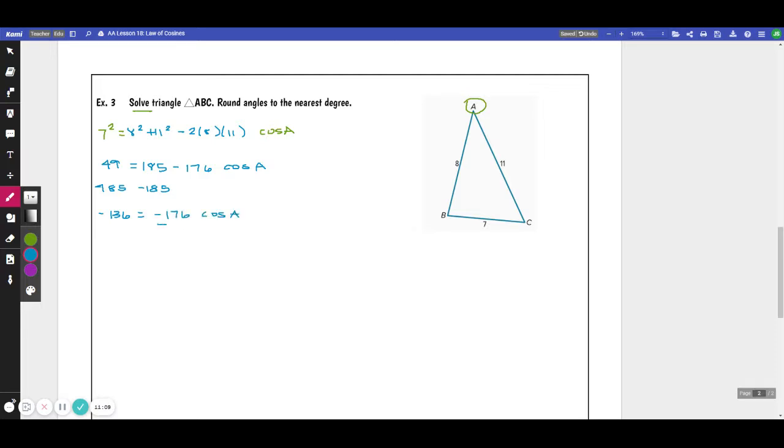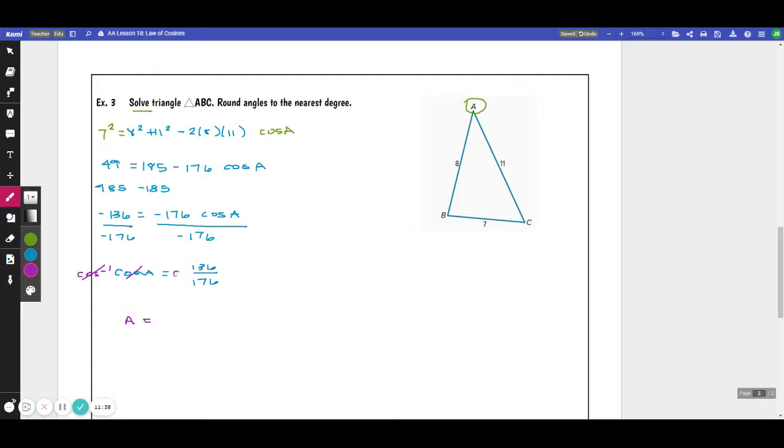Then we're going to divide to get rid of the 176. We're trying to get that A alone. So we're trying to get rid of everything around the A. So I'm going to divide by 176. Cosine of A equals negative and negative make positive. So 136 over 176. To get rid of cosine, I use inverse cosine because those undo each other.